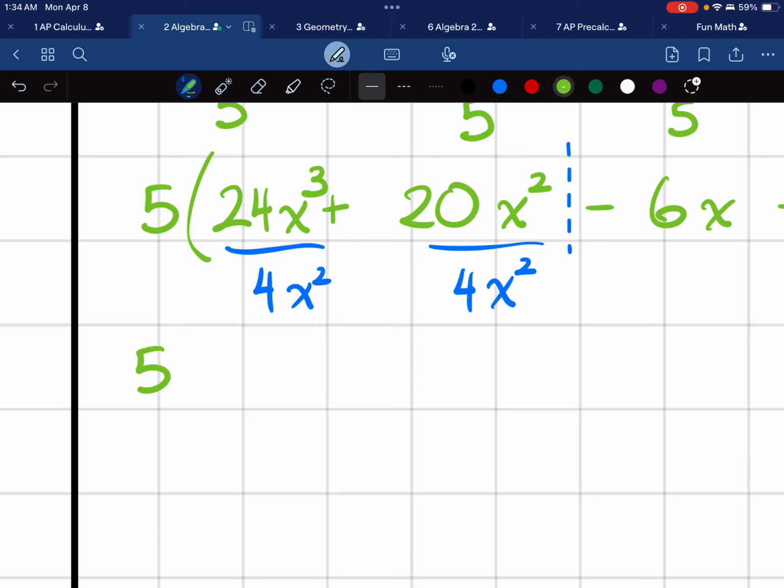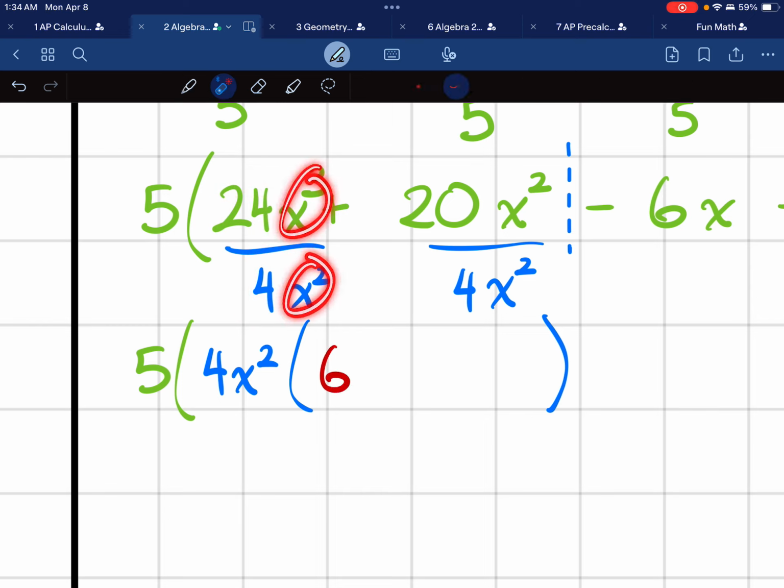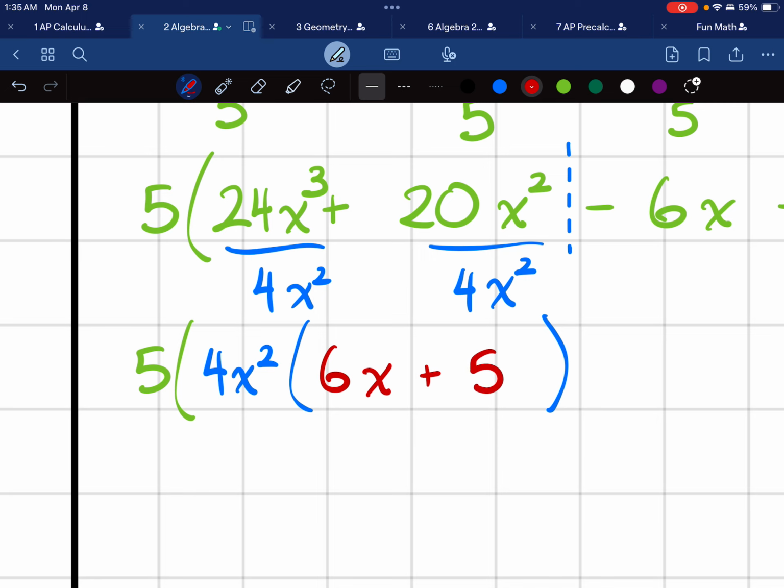This 5 is going to haunt us the entire way down, so I'll leave the 5 out here. But I can also factor out now an additional 4x squared. When I have a 4x squared factored out, what's left over? We have 24 divided by 4, as I said before, is 6. And x cubed divided by x squared, well, 3 minus 2 is 1, and that's just x to the power of 1. What about 20x squared divided by 4x squared? Well, x squared just cancels out because they are exactly the same, and 20 divided by 4 is 5. A positive 5 at that, so it's going to be plus 5 on the inside.